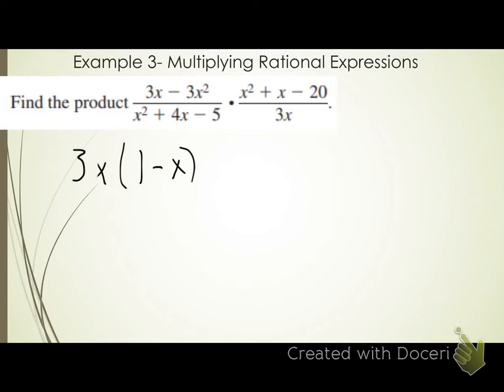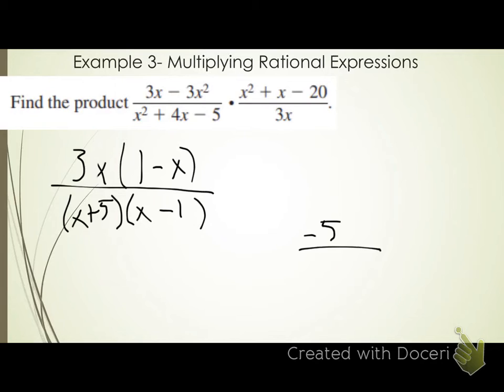And the bottom, wouldn't the bottom one be x plus 5 or x minus 1? X plus 5, x minus 1. Does everyone agree with that? Because we're looking for two numbers that multiply to give me negative 5, add to give me 4. 5 times negative 1 is negative 5. 5 plus negative 1 gives me 4. So that would be my factored form of my denominator. Everyone good with that one? Any questions on factoring so far?